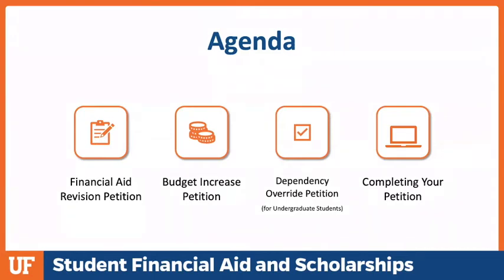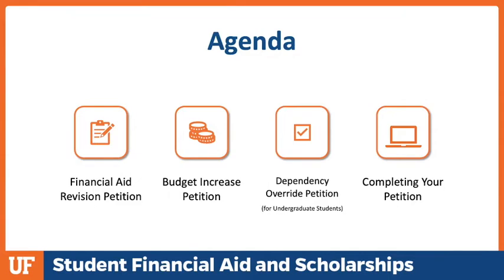First, we will start with the Financial Aid Revision Petition. Then we'll discuss the Budget Increase Petition, followed by the Dependency Override Petition, which is specifically for undergraduate students. And then we'll wrap it up by just going over the steps to complete the petition.